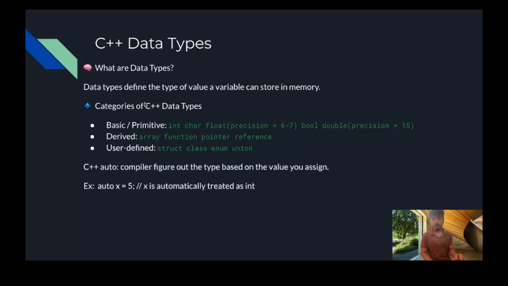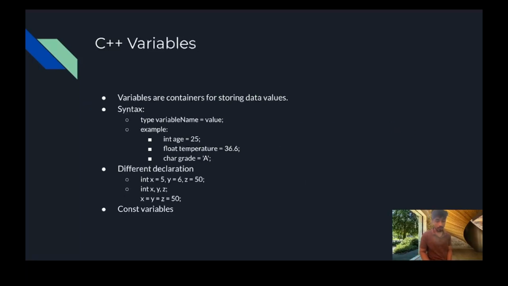Now there are different categories of data types: basic data types, primitive data types, and user defined data types. The primitive data types are integer, character, float, boolean, double. For float there is a precision value here, 6 to 7, and for double the precision value is 15. So what is precision value? Precision value is the number of digits we can have after the decimal. In the above example, there is only one digit after the decimal, so its precision is 1 basically.